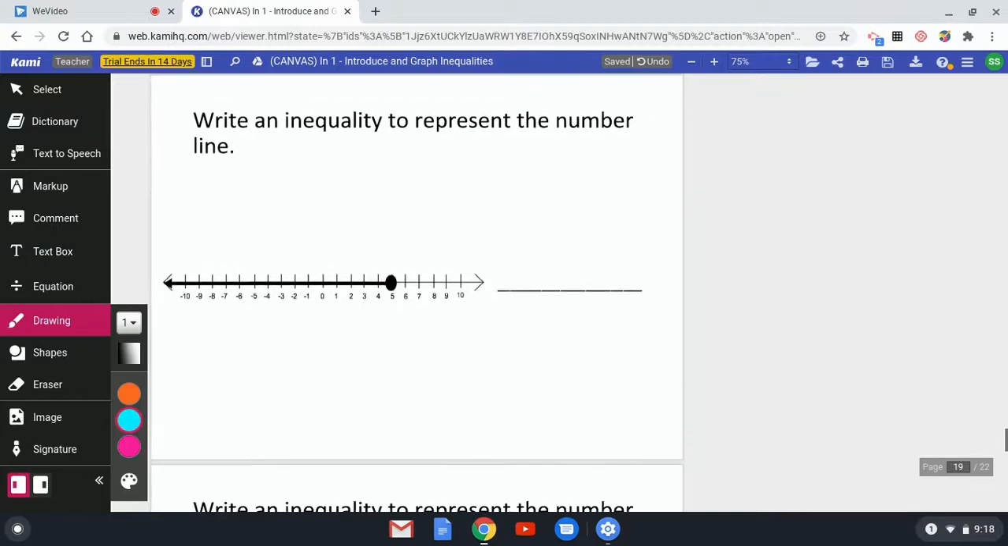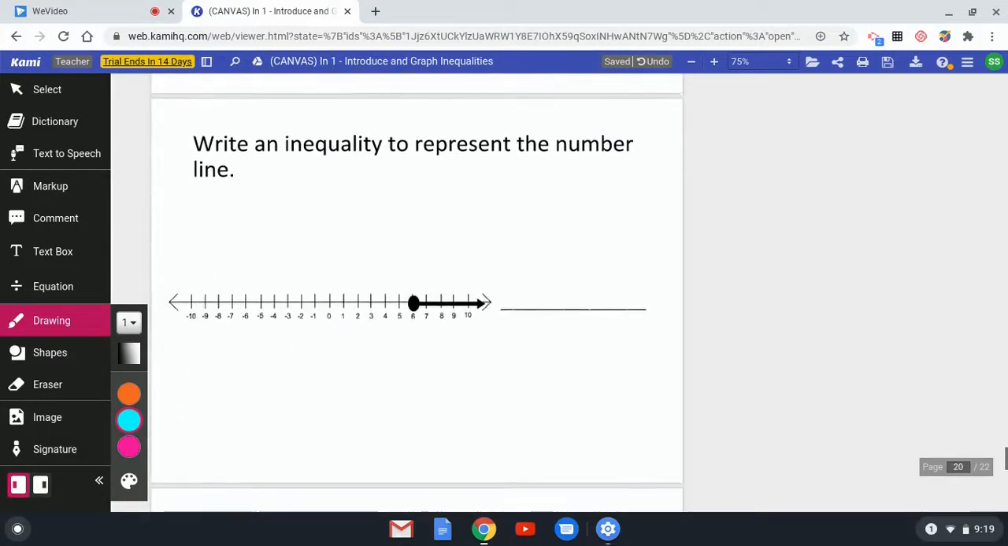All right, so let's try this one. Start with x and the number you are on. What number are we on? 5. And is the arrow going to the left or to the right? Arrow's going to the left. So we have a less than. Now is our circle closed or open? It's closed. So we need to put that equal part there. Very nice. Go ahead and pause and try this one.